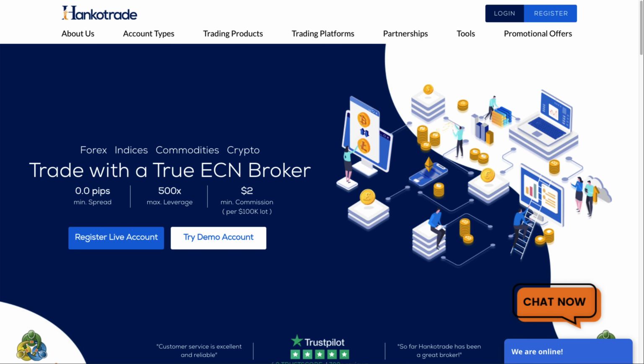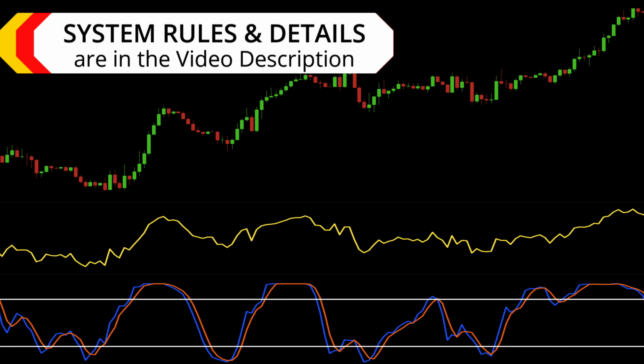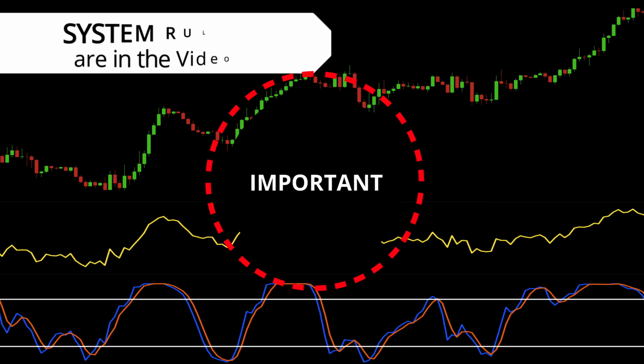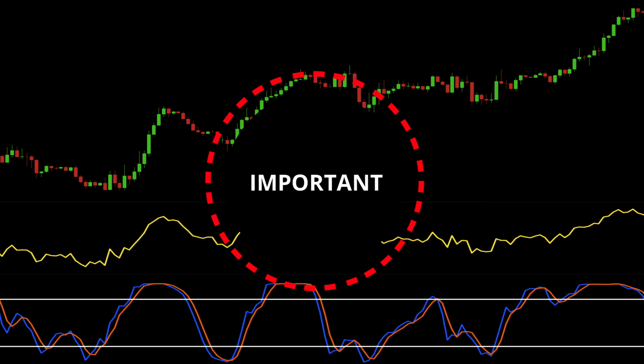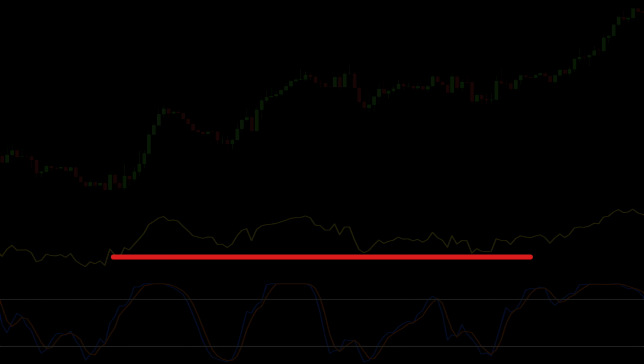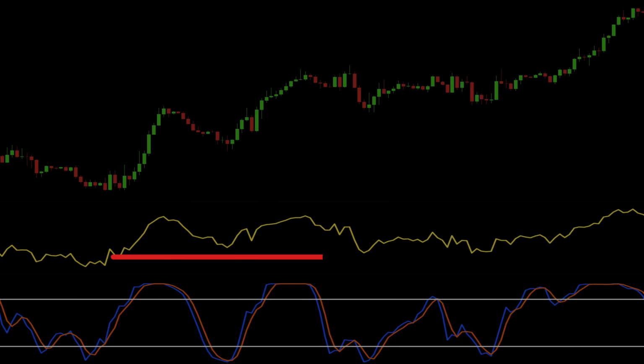Back to my system. As always, system rules and details are listed in the description below. Before I begin, I just want to warn you this system is somewhat subjective, but with little effort can be easily applied to any market or time frame. Additionally, if you are an Elliot Wave purist, this system is not for you. I am applying Elliot Wave principles, not the Elliot Wave rules.